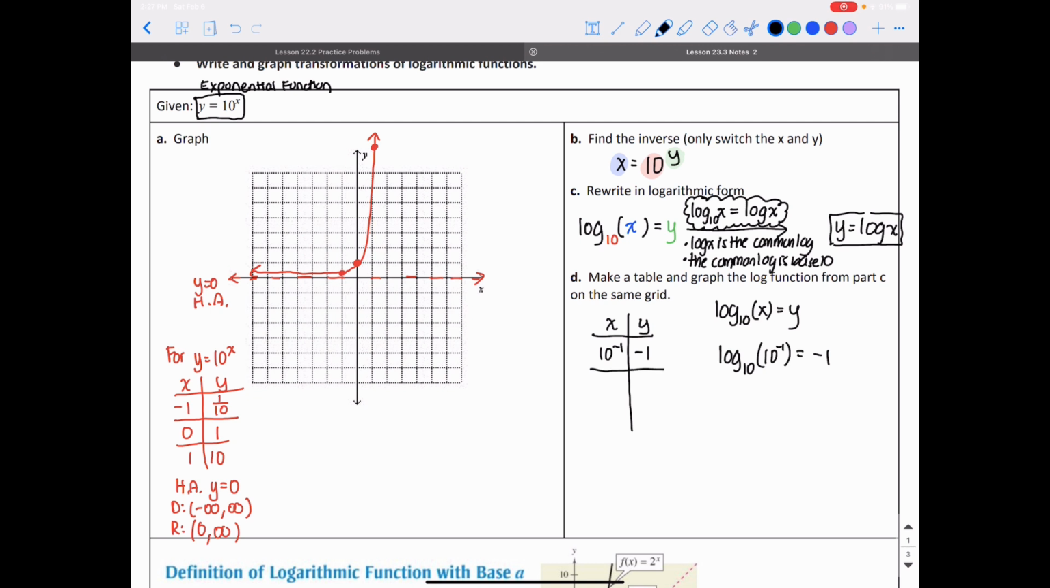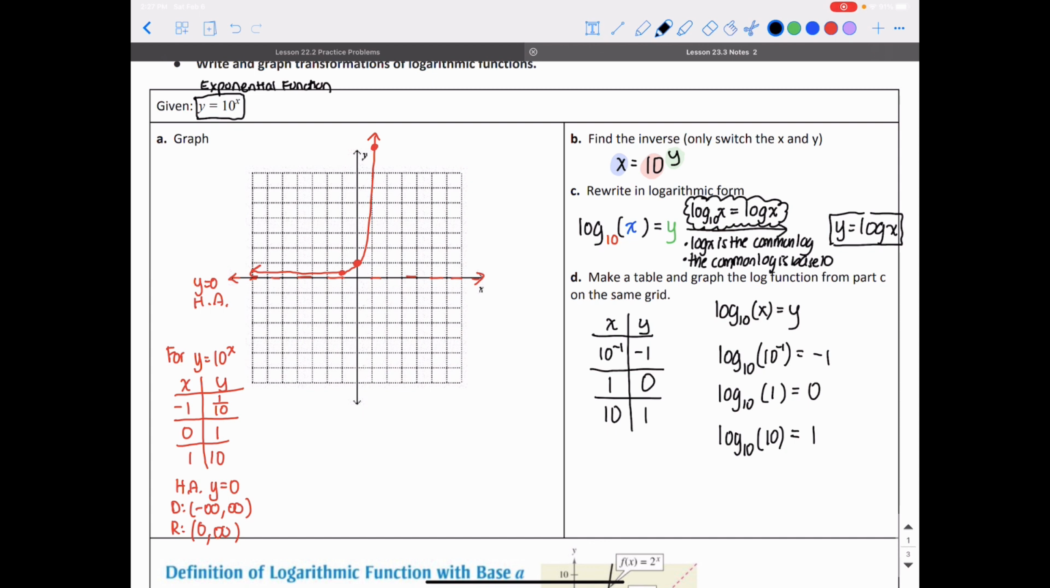Another thing I could pick is 1. If I plug in 1 for x, I'm asking myself, what do I have to raise 10 to, to get 1? And it doesn't matter what the base is, to get 1 from any base, I would have to raise it to the 0th power. So if I plugged in 1 for x, I would get 0 for y. Another one I could do is log base 10 of 10. I'm asking myself, what do I have to raise 10 to, to get 10? And that is the first power, so it spits out 1.